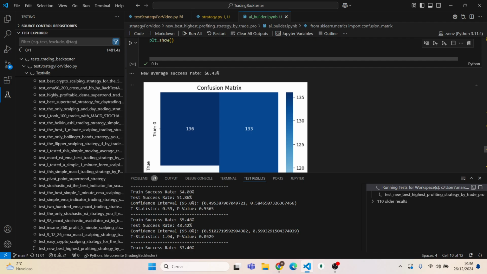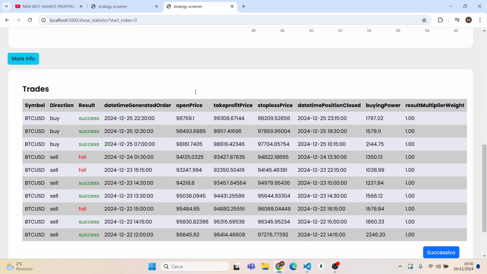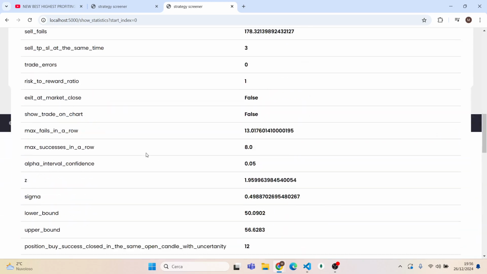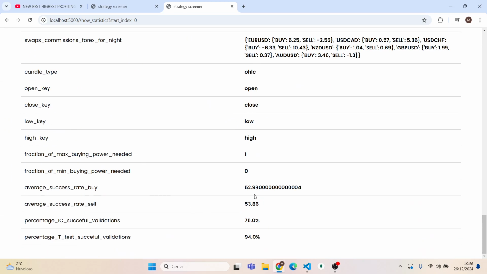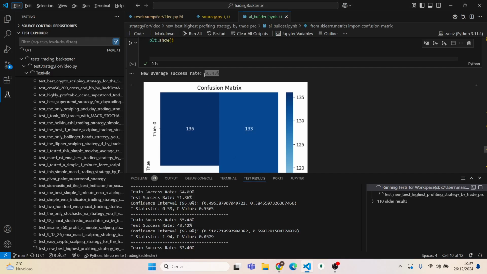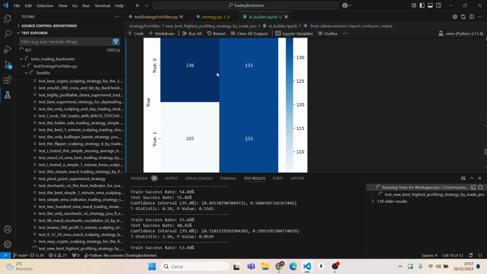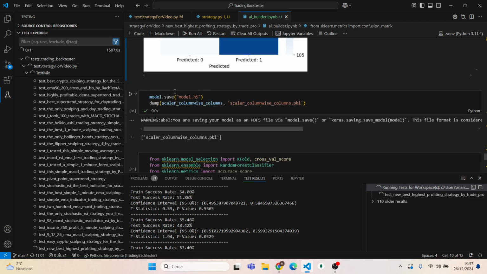We can see that the new average success rate in buy is 56.43. So we improved our average success rate, I think, by 3 or 4 points. Let's see how. Before it was 53, so we improved it by like 3.5 percentile points. That's a good result. It's pretty good. So let's download this model, and also the scalar on which I normalized the data.